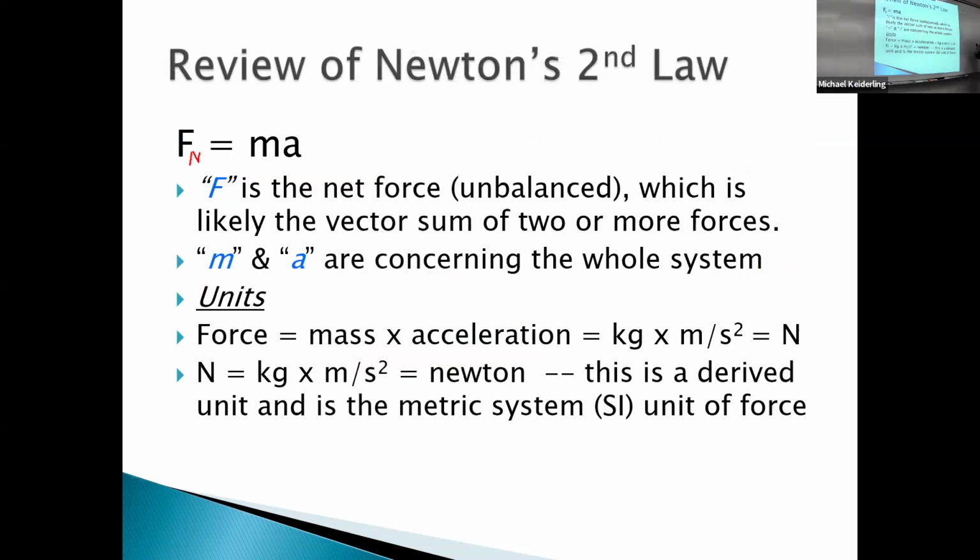Let's go over Newton's second law. Force equals mass times acceleration, where force is the net force, the unbalanced force, which is likely the vector sum of 2 or more forces. Mass and acceleration are concerning the whole system. And the units of force are newtons, which are kilogram meters per second squared.